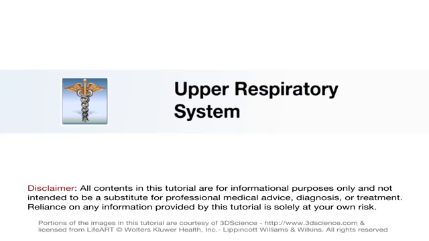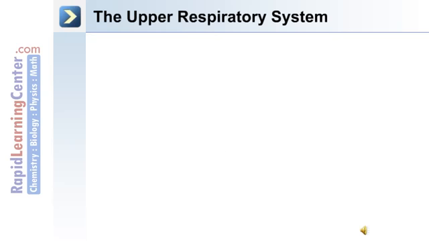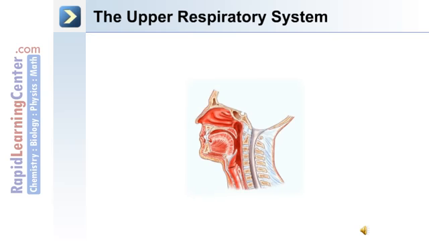Now let's move on to discuss the first major division or section of the respiratory system, the upper respiratory system or tract. We'll discuss the nasal passageways as well as the pharynx. We'll use this image to describe the structures of the upper respiratory system.